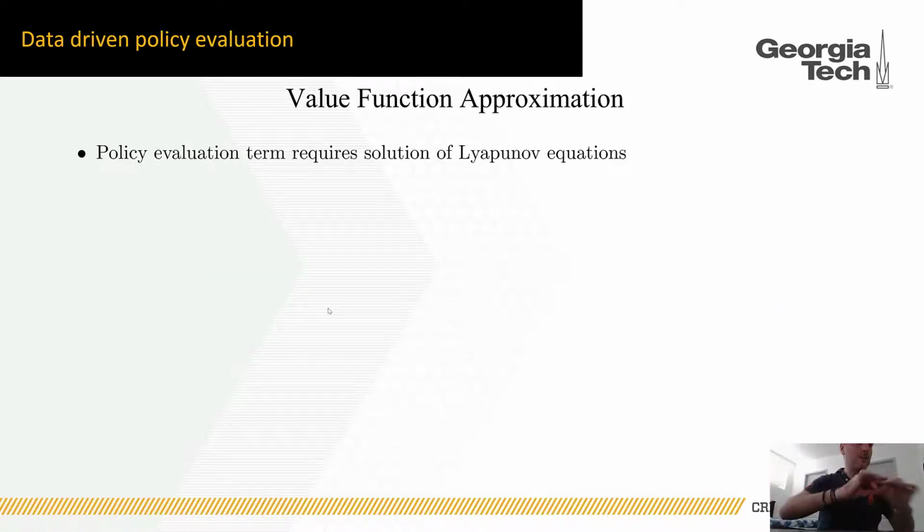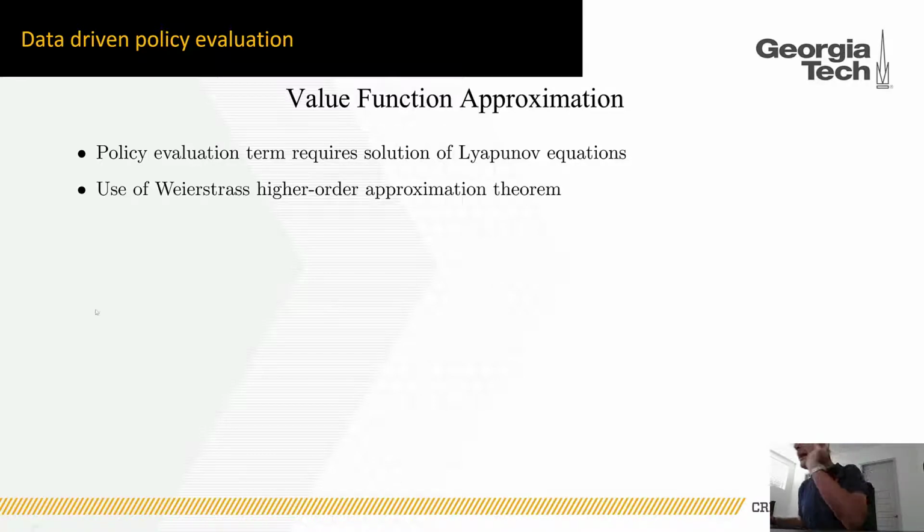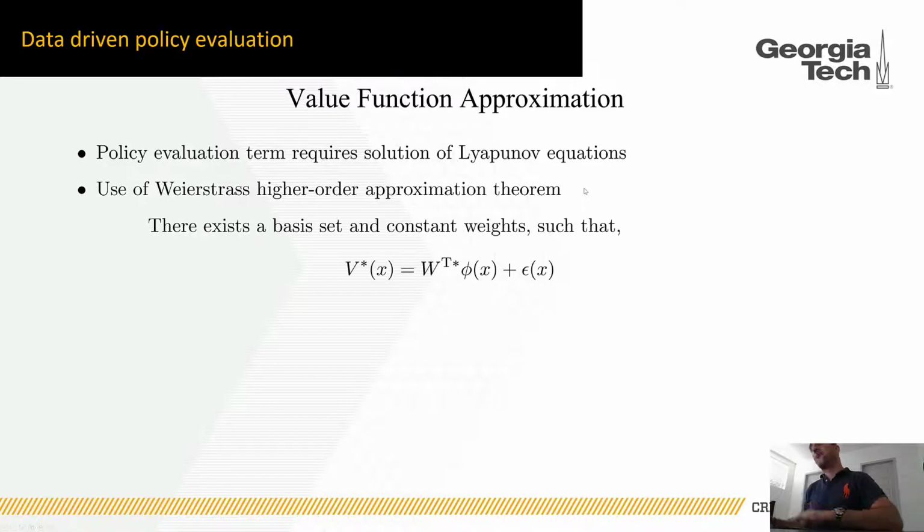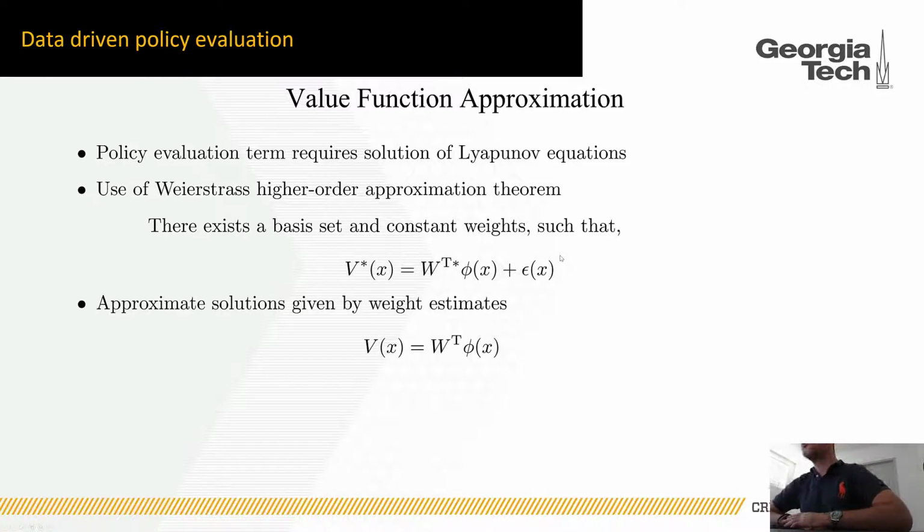This is what is called value function approximation. I want to approximate my value. So instead of having this Lyapunov equation, I can have an algebraic equation with respect to the weights. I can approximate my value given the Weierstrass higher order approximation theorem. For example, for every V that you see there, I can represent it with a basis phi of x, a set of weights W, and an approximation error. Of course, since I don't really know this approximation error, I will consider current weights, which are given by this one over here.